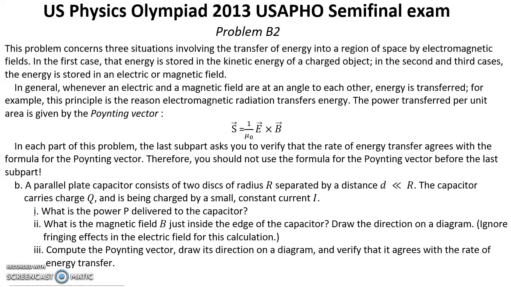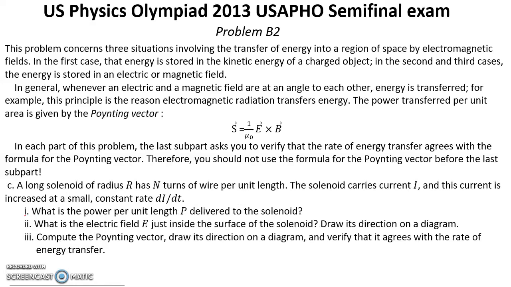Question 2. What is the magnetic field B just inside the edge of the capacitor? Draw the direction on a diagram. Ignore fringing effects in the electric field for this calculation. Question 3. Compute the Poynting vector, draw its direction on the diagram and verify that it agrees with the rate of energy transfer.